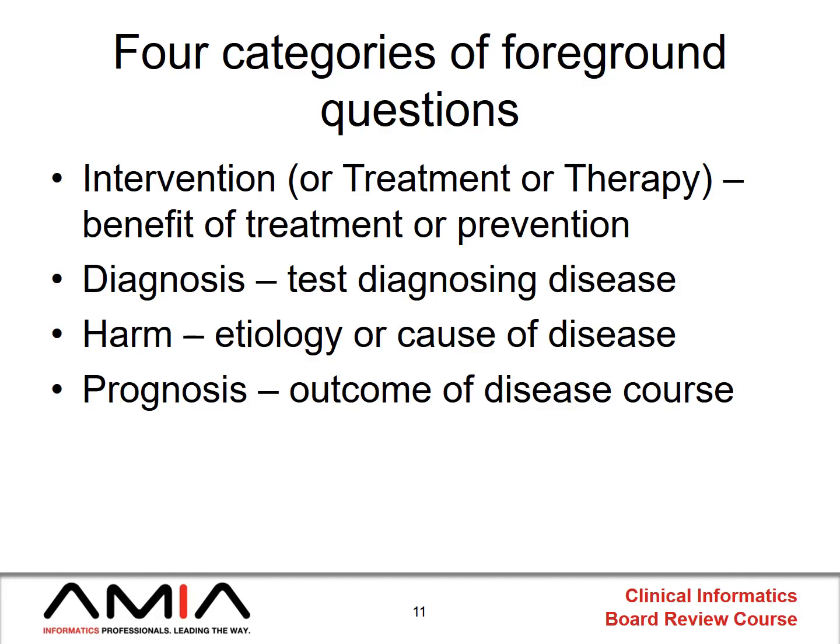The second category is diagnosis, where we're looking at a test that's diagnosing disease. The third category is harm. What is the etiology or cause of disease? And then the final category is prognosis. What is the outcome of the disease course?